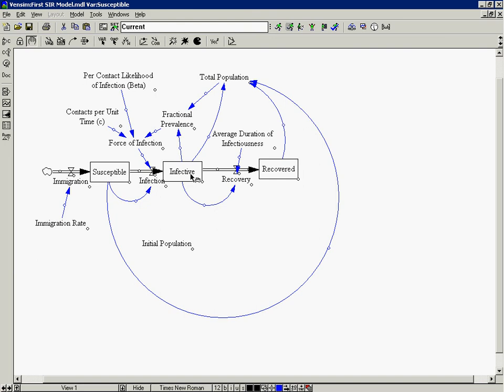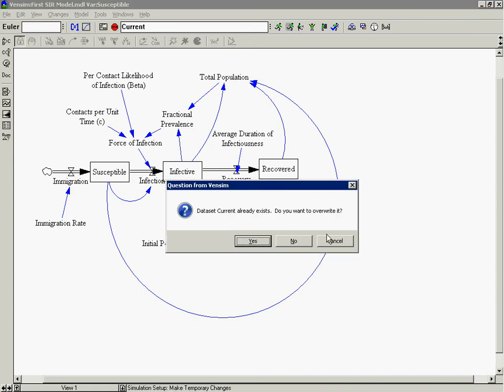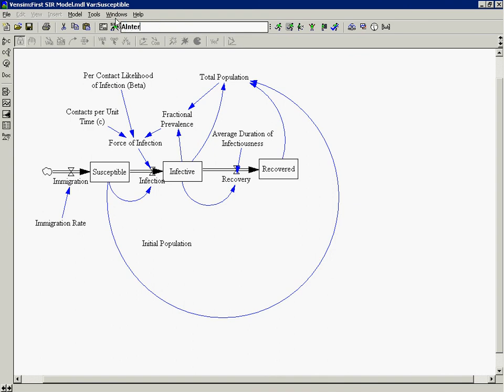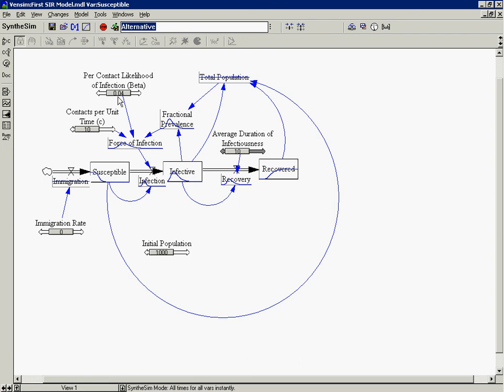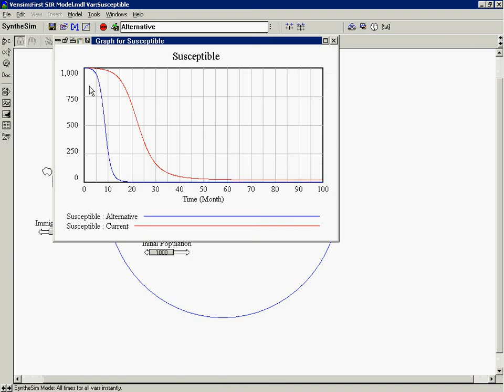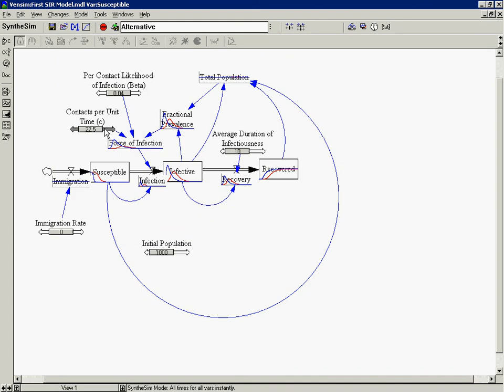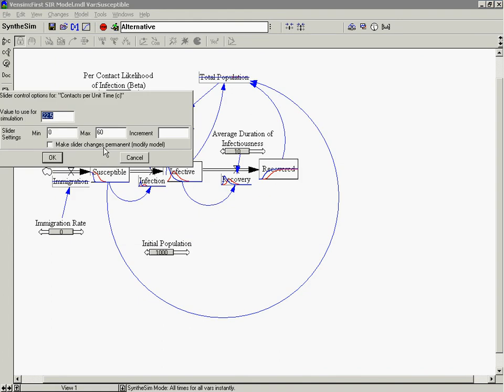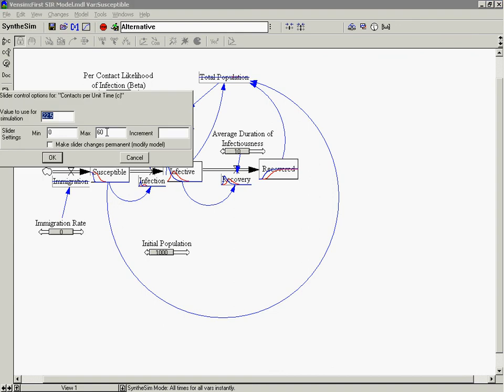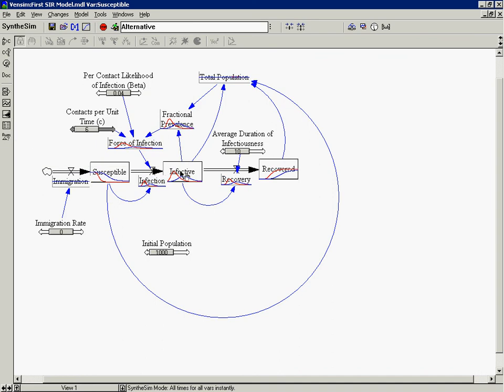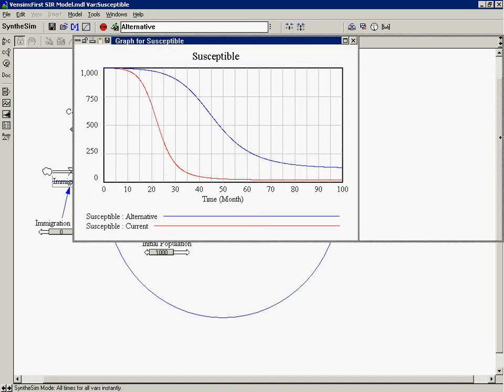So there actually are some susceptibles. If you go into Synthesim mode in Vensim, I'll put in an alternative scenario with the same parameters originally, and run this. As we raise the number of contacts per unit time, the number of susceptibles is depleted to a lower level. Or I could lower the contacts per unit time to, say, 6. Here we have an infection that spreads slower, but the number of susceptibles would asymptote out at a quite larger level.